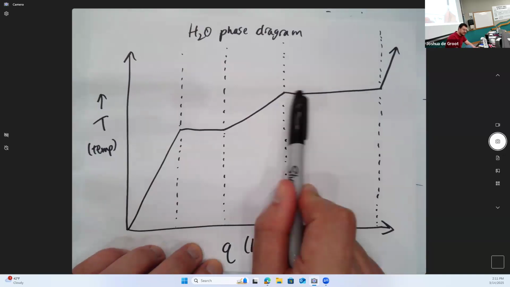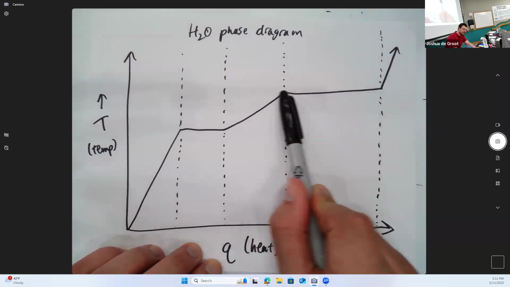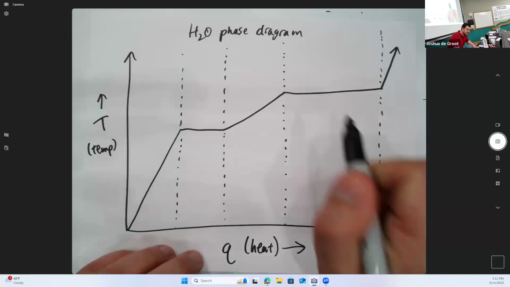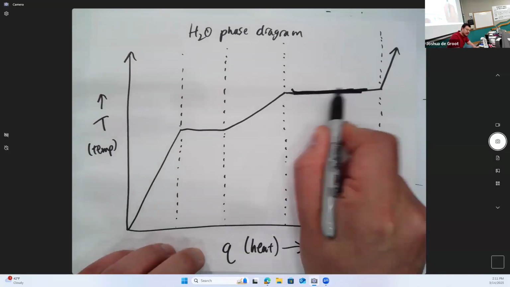And I meant for this to be flat. It looks like I put an accidental curve into it. I want it to be flat. Let's see if we can make that a little better. Flat.